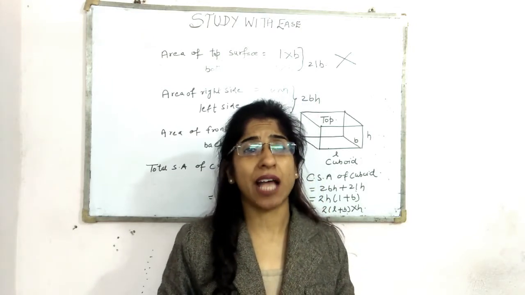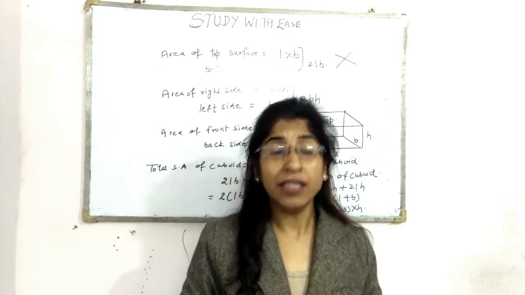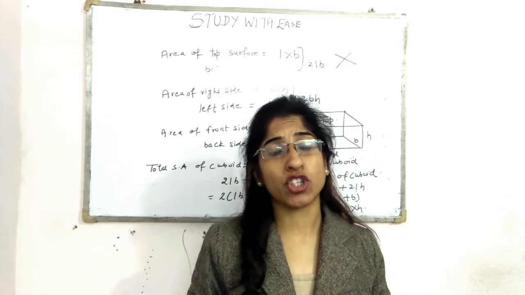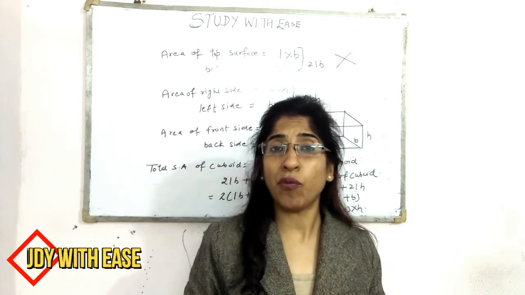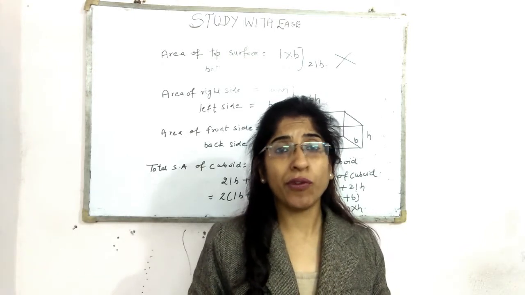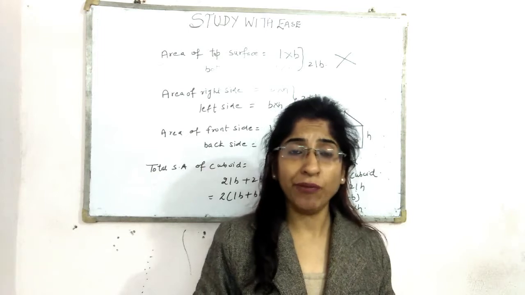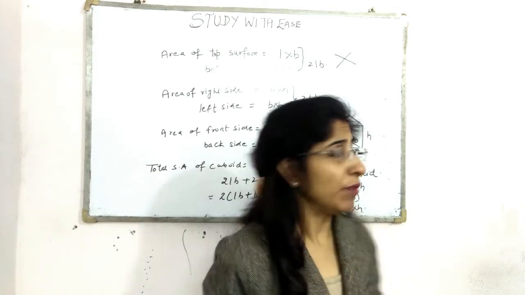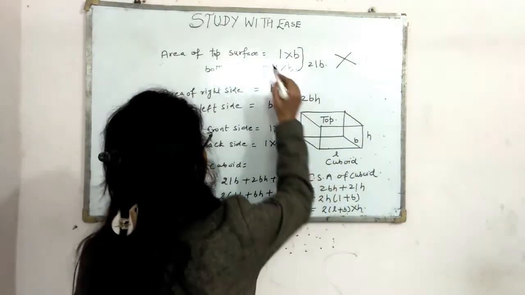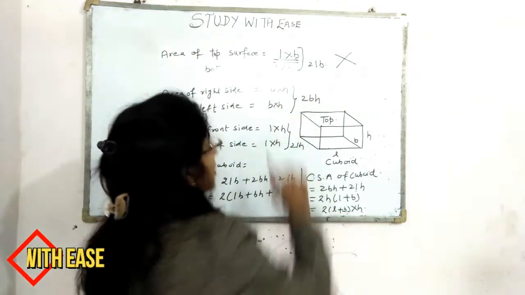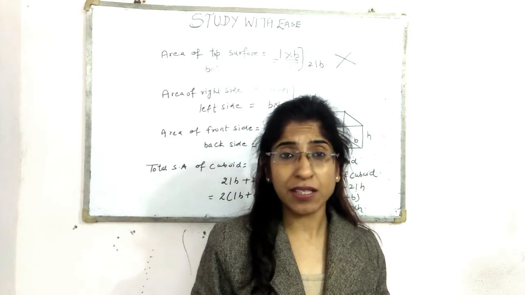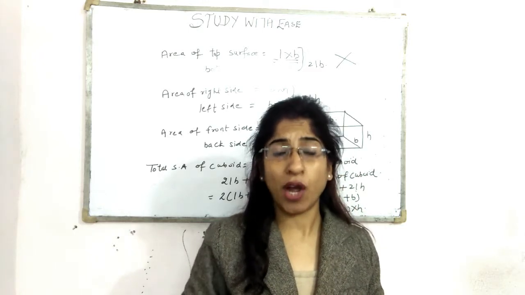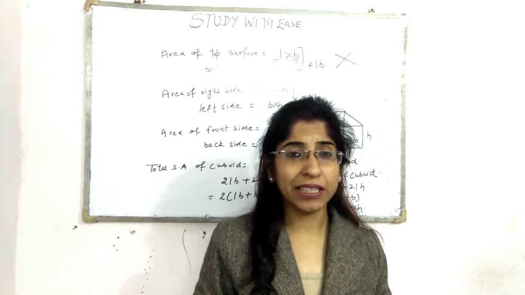Suppose we take the example of a room, and the room also has the shape of a cuboid. But if I ask you to find the area of the room where there is no ceiling, what will we do? We will just ignore that top surface. If we ignore the top surface, it means we are finding the area of the room without ceiling.